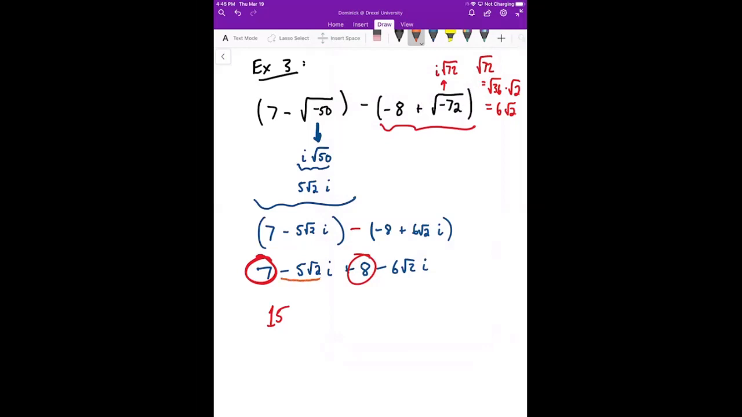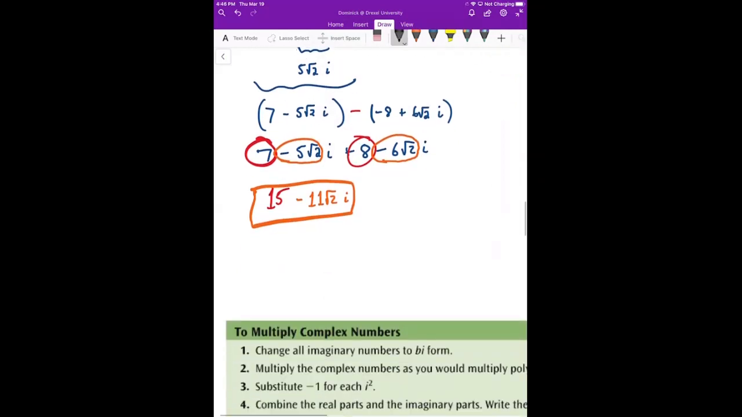We have minus 5 square root of 2 times i and minus 6 square root of 2 times i. So together that's minus 11 square root of 2 times i. Remember, when you add or subtract radical terms, you're essentially treating them as combining like terms as well. So that one will give you 15 minus 11 square root of 2i. That's what we want to do when we're adding and subtracting.